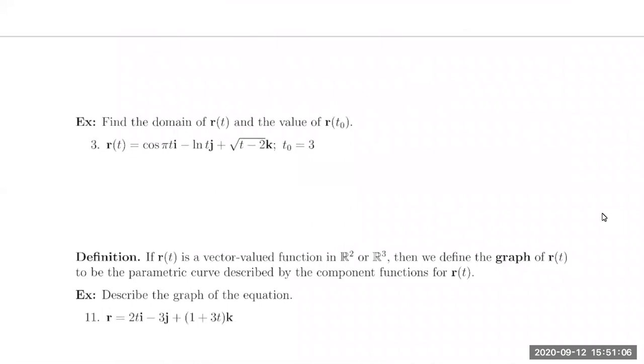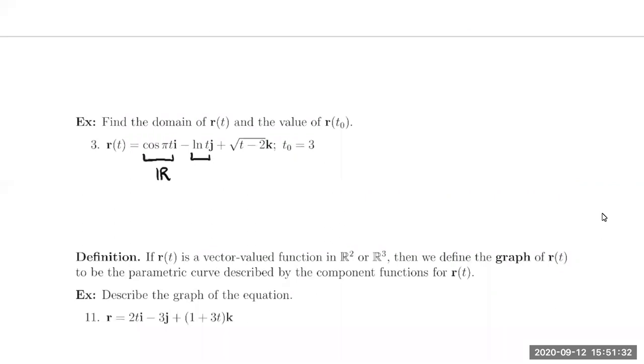So let's jump right into an example here. We want to find the domain of this vector valued function, and we also want to find the value of r at the given t0 value. So first, let's talk about the domain. We're going to look at each of these functions individually. The cosine of pi t function is defined for all real values. So any t value will work.